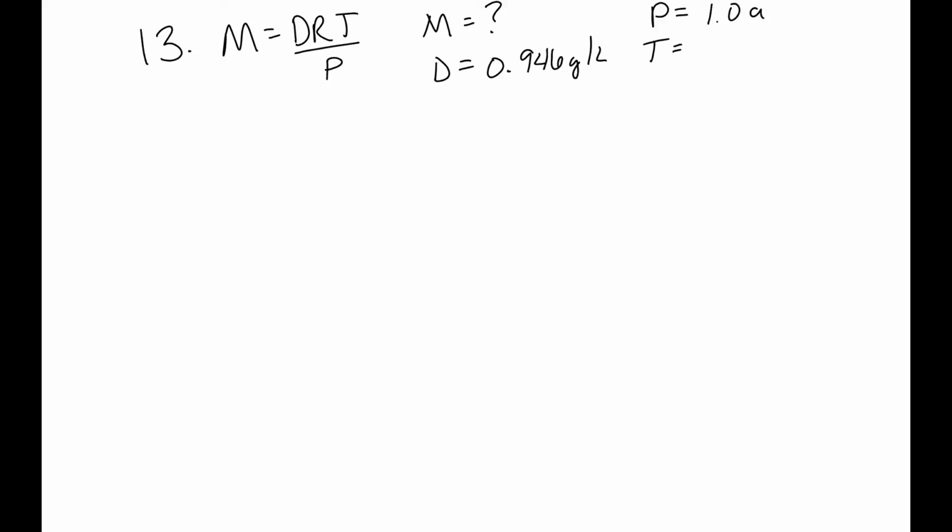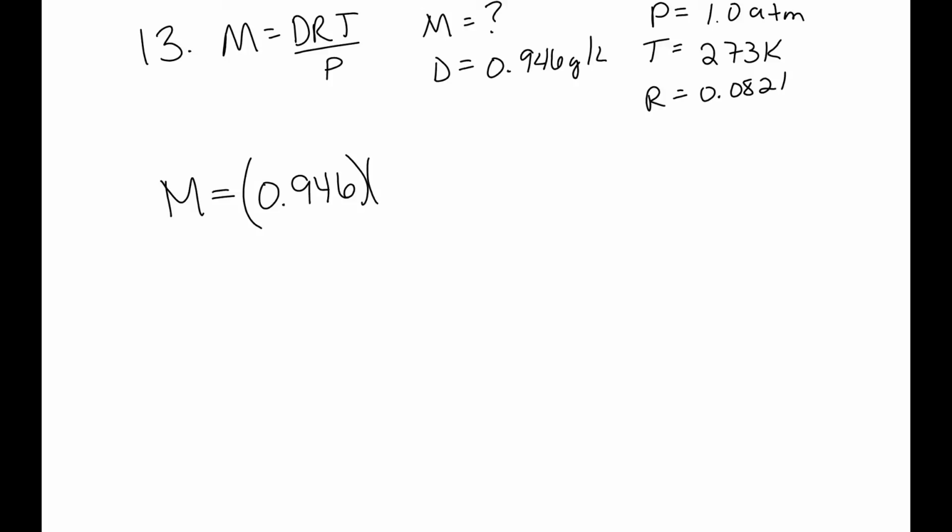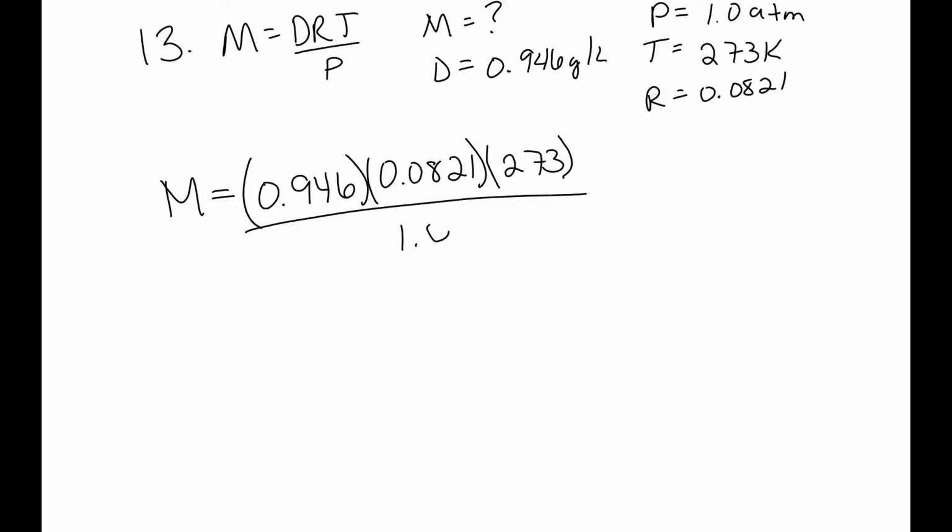Now, we have a P and a T. That's 1.0 atmospheres, ATM, and 273 Kelvin, which means we have an R of 0.0821. So, molar mass equals 0.946 times 0.0821 all over 273 at 1.0. When you do this, you get a molar mass of 21.2 grams per mole. Pretty easy, right? Hopefully.